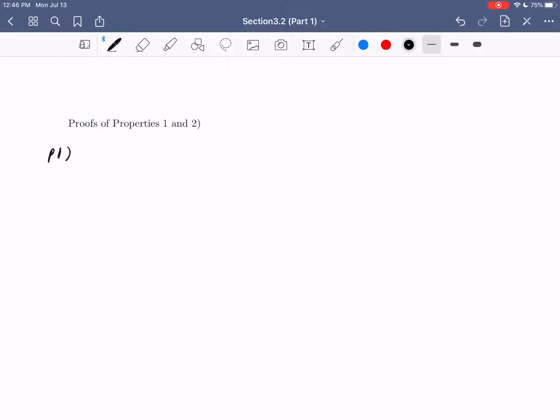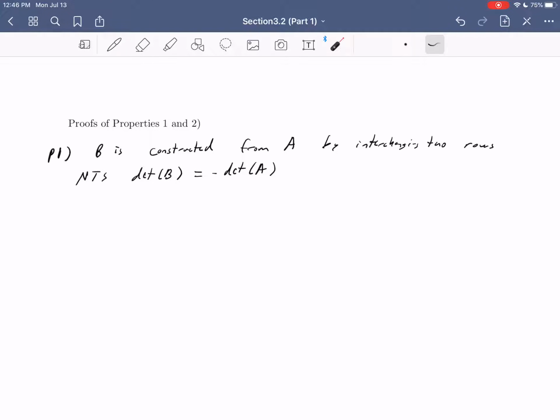So for P1, we need to say B is constructed from A by interchanging two rows. And we need to show that the determinant of B is equal to negative the determinant of A. Okay, so let's do this. Let's say without loss of generality, which just means that even though we're going to make an extra assumption, it doesn't really change anything.